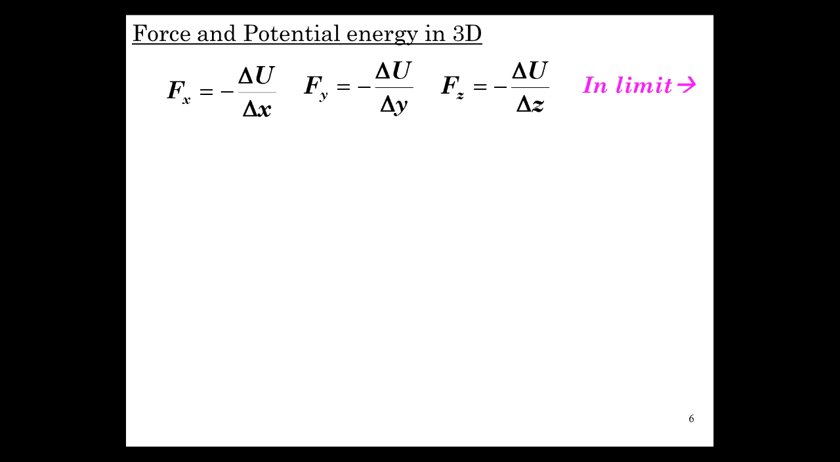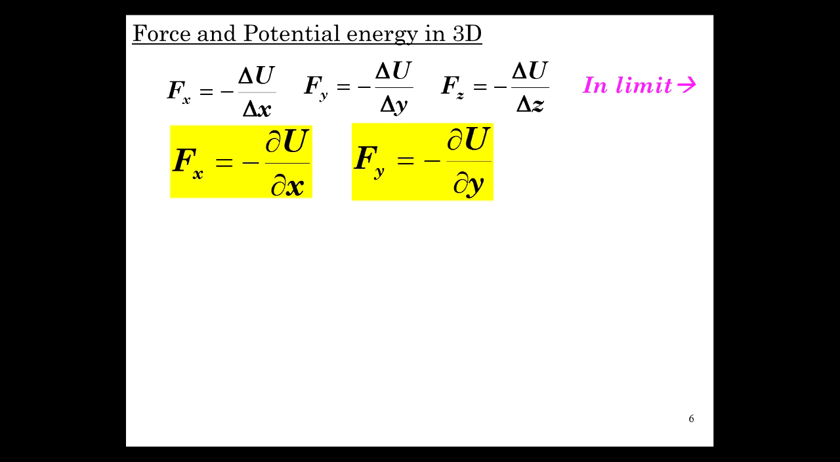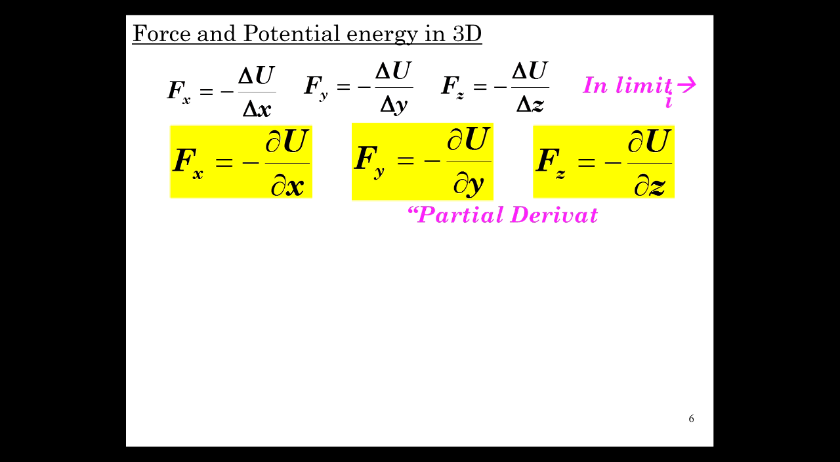What we're going to do now is consider each of these dimensions independently, and we get a new idea known as the partial derivative. So Fx is equal to minus partial U partial x, Fy is minus partial U partial y, and Fz is minus partial U partial z. So again, these are partial derivatives, and the idea is pretty simple. This potential energy function is related to 3-dimensional space. But since force is a vector, you can consider the change in the potential energy function just in x and relate it to Fx, and do the same with y and z.